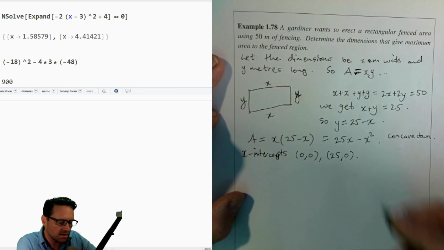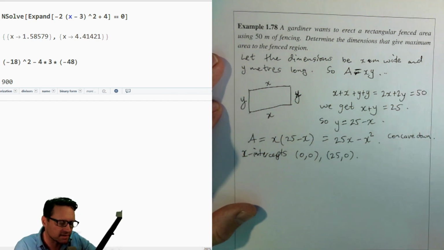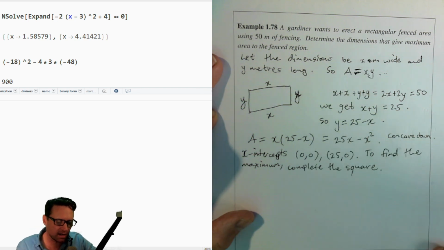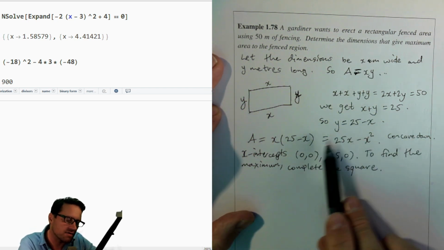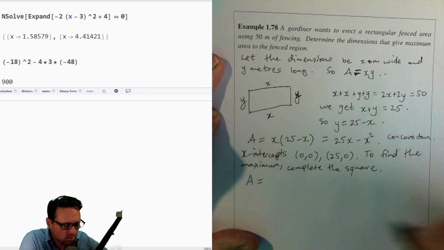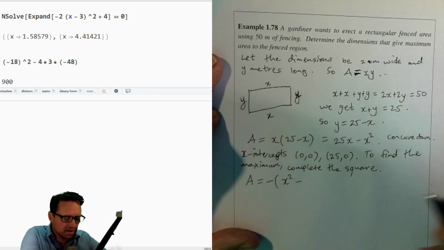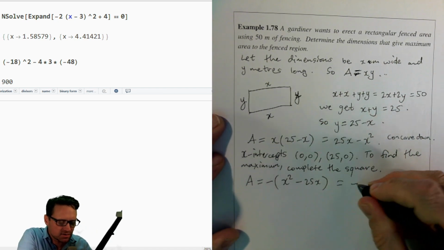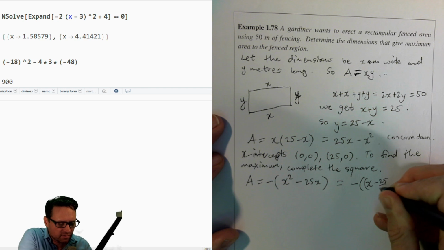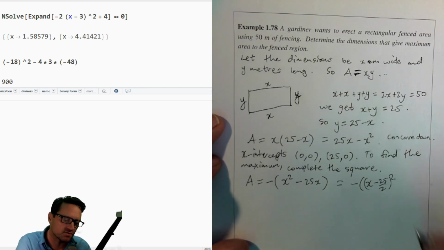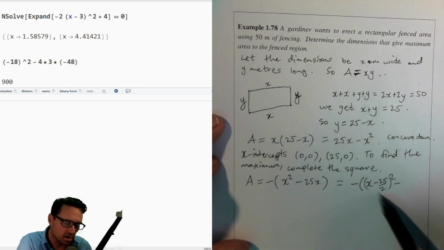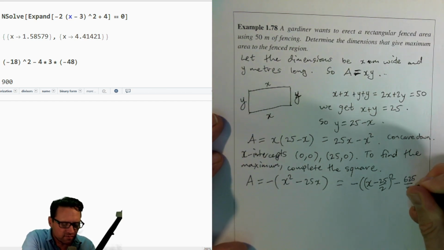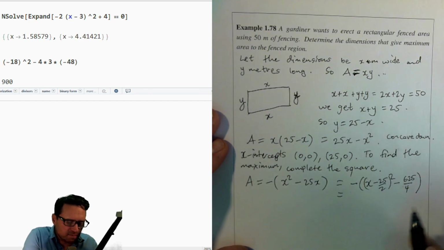How about the maximum? Okay, so for the maximum, I would want to complete the square. To find the maximum, we complete the square. Okay, now again, what I like to do is factor out the leading coefficient, putting A equals minus in brackets x squared minus 25x. Then I take half of the coefficient of x, pack that into a square, so x minus 25 over 2 all squared, and then we subtract the square of this, minus 25 over 2. Now 25 squared is 625, 625 over 4. Okay, and then expand the minus back out.